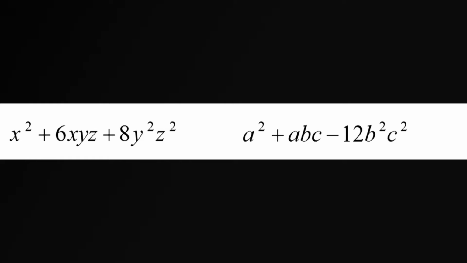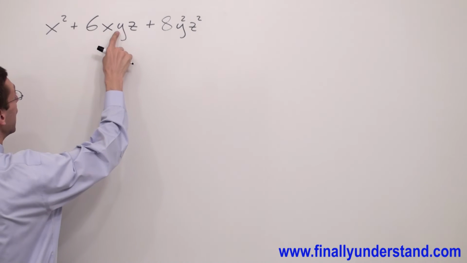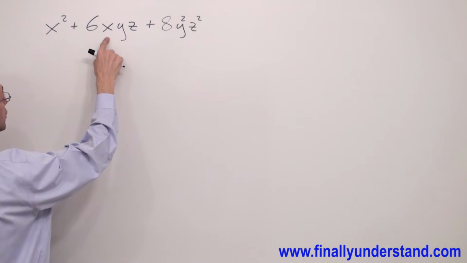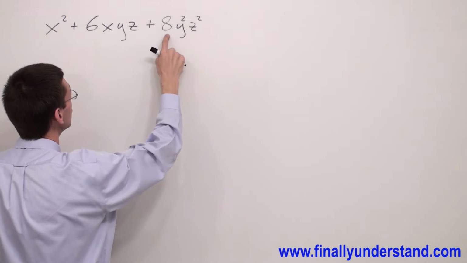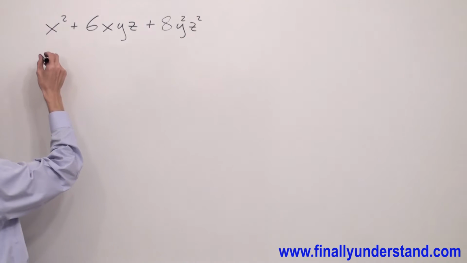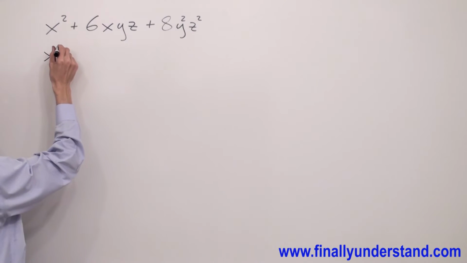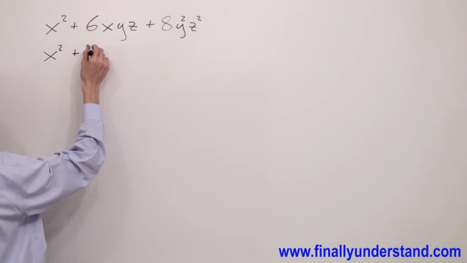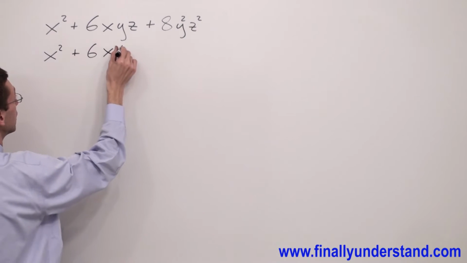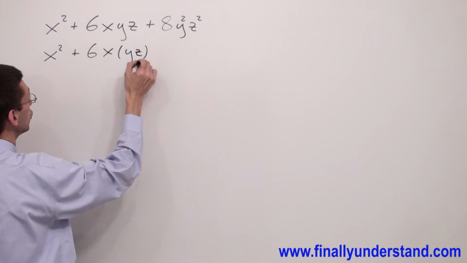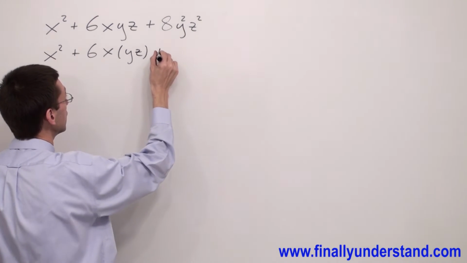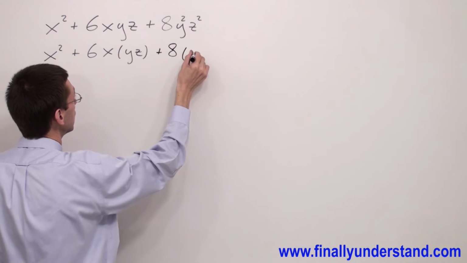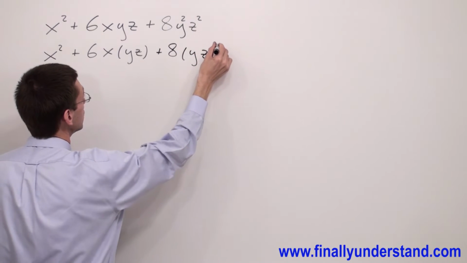Let's take a look at the next example. This time we have yz in the second term and y squared z squared in the third term. What I'm going to do, I'm going to use the properties of exponents and rewrite this problem. I'm going to write yz inside of the parentheses because I have also yz over here, to the second power.